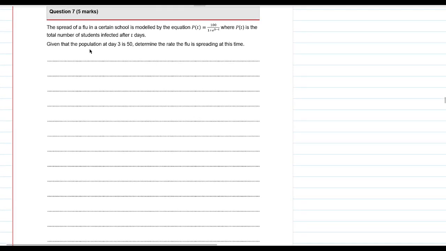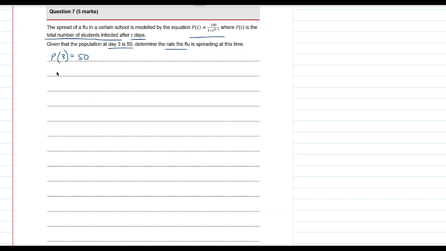Question 7. The spread of a flu in a certain school is modeled by the equation P(t) equals 100 over 1 plus e to the power of b minus t, where P(t) is the total number of students infected after t days. Given that the population at day 3 is 50, determine the rate the flu is spreading at this time. So we know that P(3) is 50.